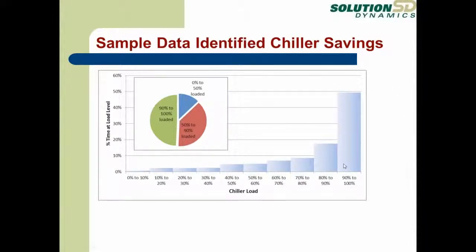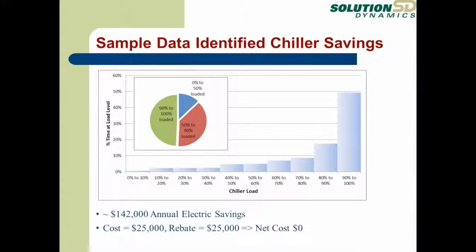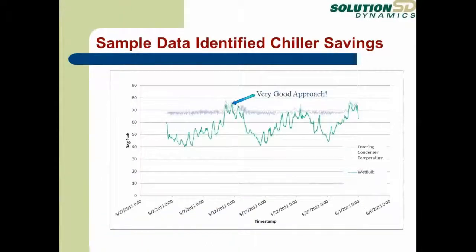If you look at a histogram that we have here, you can see the number of hours spent at certain load ranges on the chillers. And so they're loading these chillers up, which is not their best operating point, and it can be pretty significant. So the savings here, about $142,000 a year in electric savings. Again, it's just a programming change. Rebate covered the whole thing, so net cost is zero.